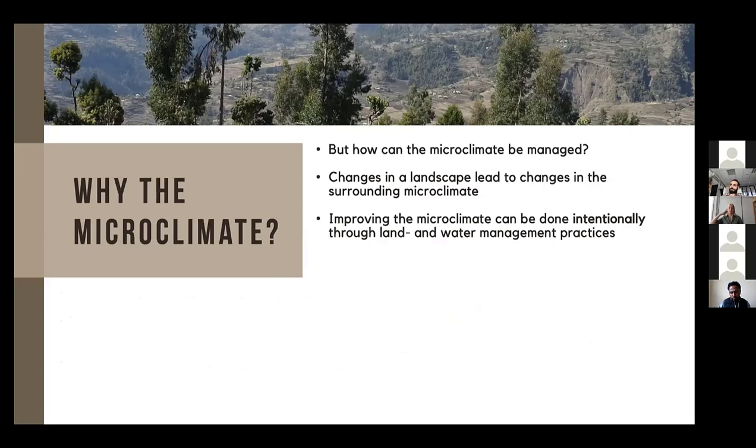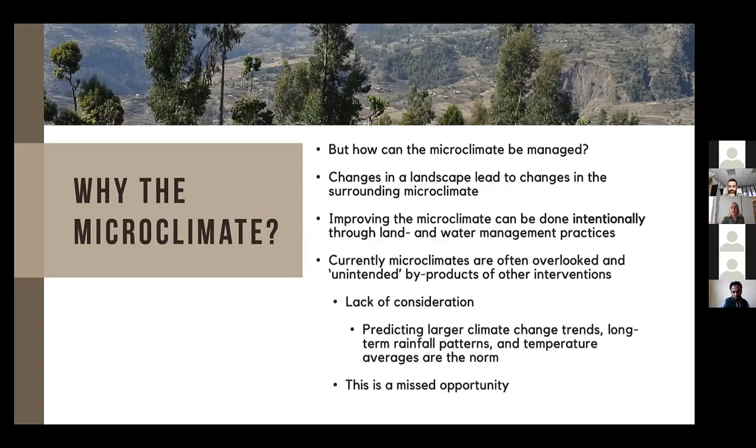But then how can the microclimate be managed? Well, changes in the landscape actually lead to changes in the surrounding microclimate. So this also shows that improving the microclimate can be done intentionally through land and water management practices. Unfortunately, this opportunity is currently overlooked, and microclimates are usually an unintended byproduct of other interventions.